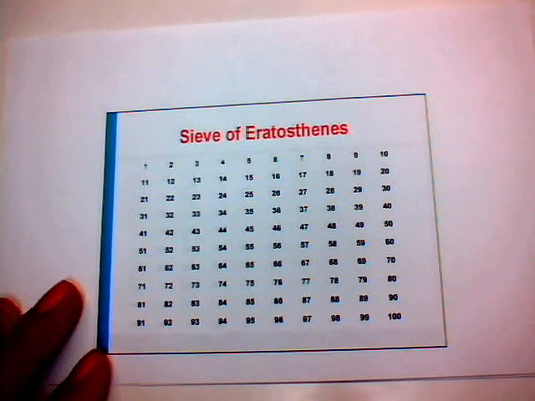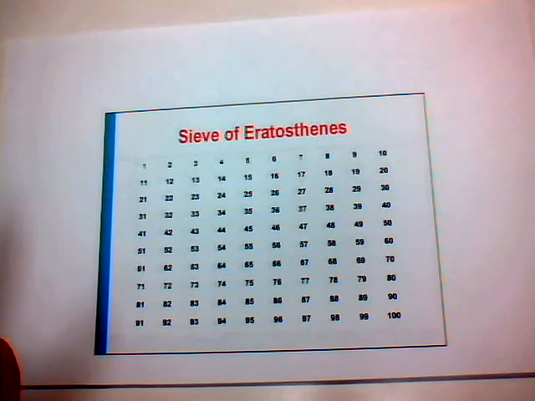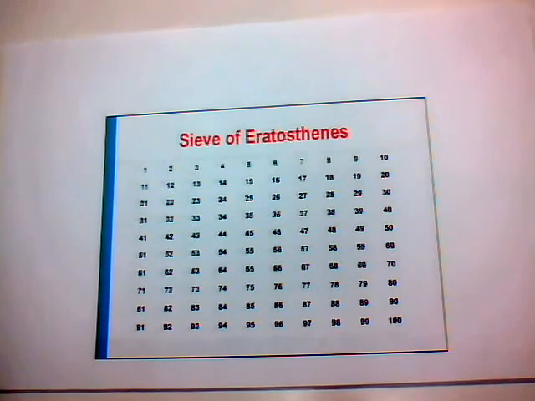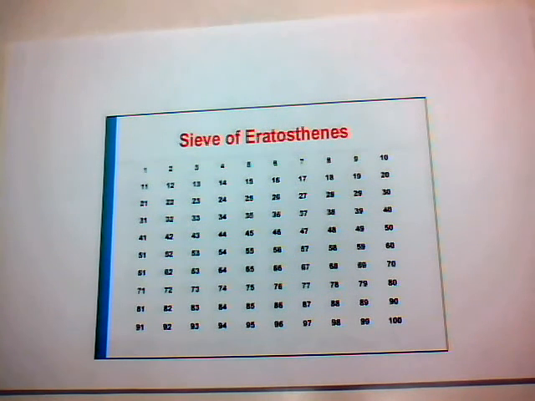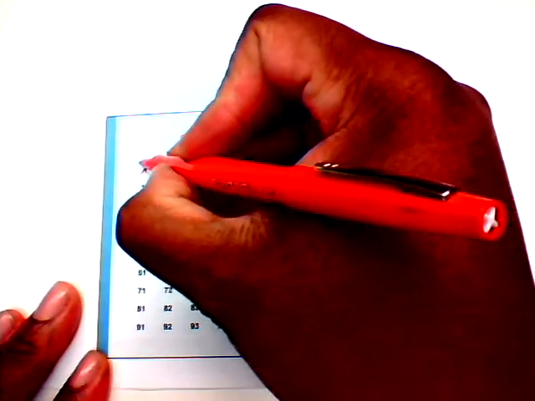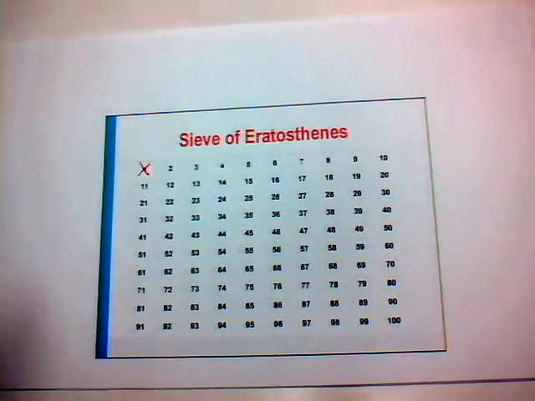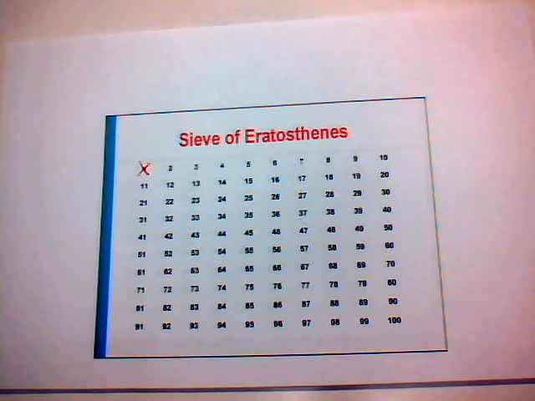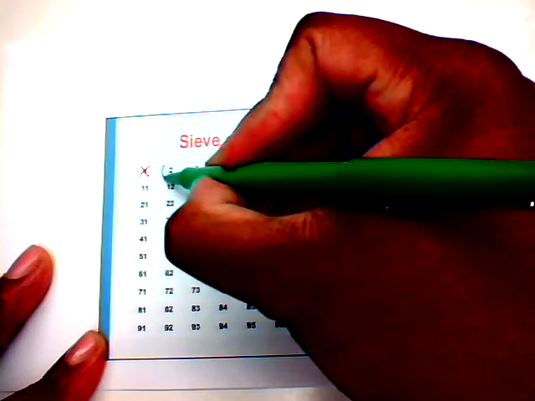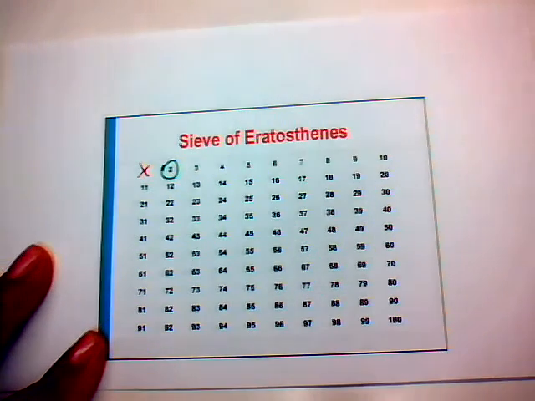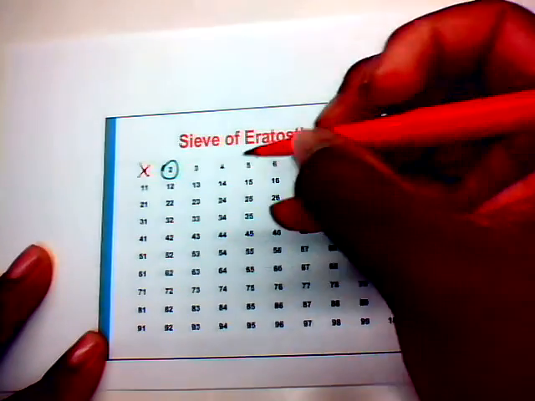Now here I have the list of all the numbers from 1 to 100. What I'm going to do here is cross out numbers and then circle numbers to show you how this works. First of all, we know that 1 is not prime nor composite. So we cross out the 1. Next, we're going to circle the 2. And then we're going to cross out all numbers that are divisible by 2.